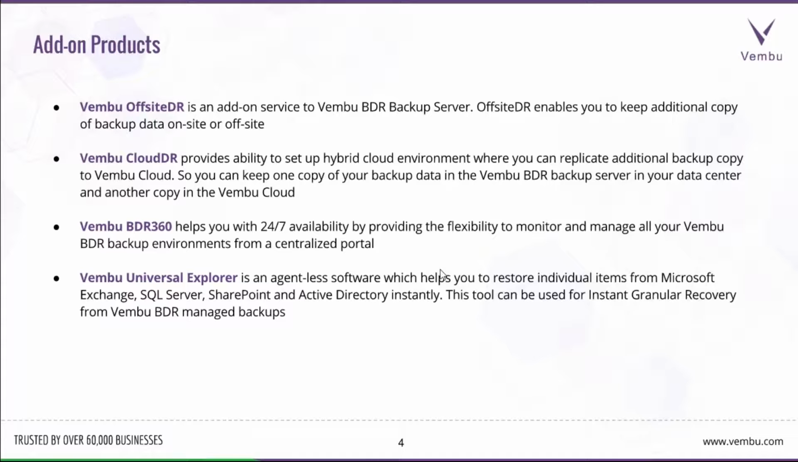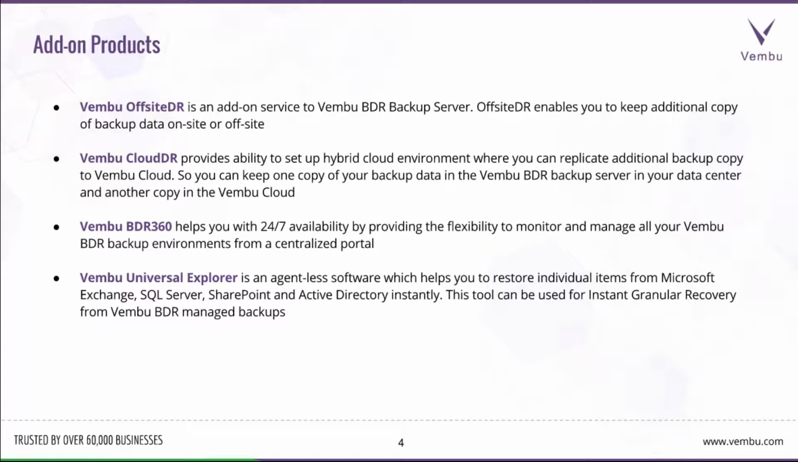Adding to that, we do have some more add-on products in VDR, and they are Vembu Offsite DR. It's an add-on service from Vembu VDR Backup Server where Offsite DR enables you to keep an additional copy of the backed up data in an offsite data center or a private cloud. And Vembu Cloud DR helps you to set up a hybrid cloud environment where you can replicate the additional backup copy from the local VDR server to our cloud, Vembu Cloud, such that you have the backed up data on your local Vembu VDR backup server for immediate recovery, and another copy in the secured Vembu Cloud.